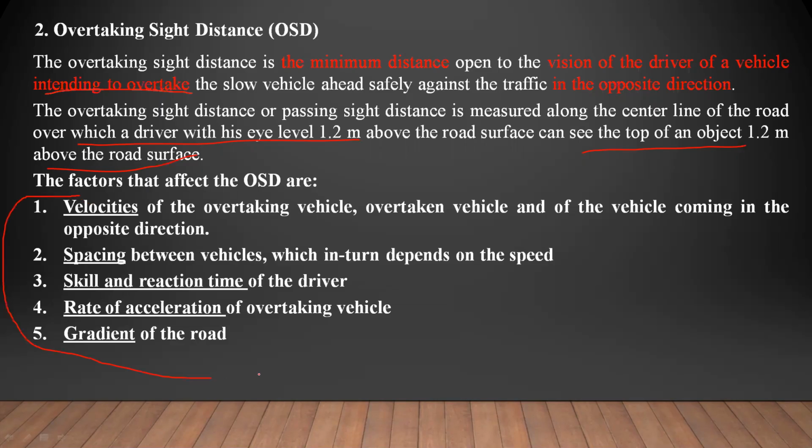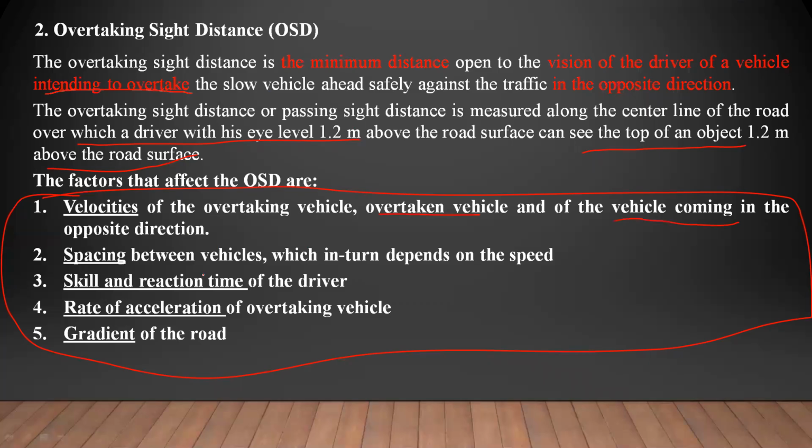So these are the 5 major factors which affect the overtaking side distance. First is velocities. If we have a vehicle ahead of you, the vehicle which you are driving is the overtaking vehicle. The vehicle which is ahead of you, that is the overtaken vehicle, which you are supposed to overtake, and the vehicle coming in the opposite direction. So these 3 velocities will affect the overtaking side distance.